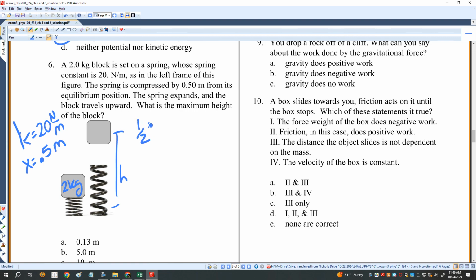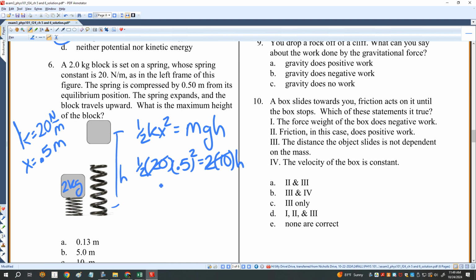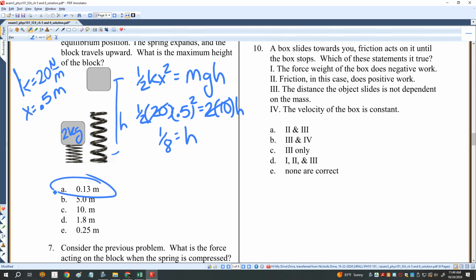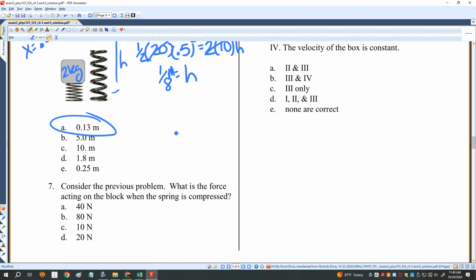So here I'm setting my elastic potential energy, 1/2 kx squared, equal to, not kinetic energy, but gravitational potential energy, mgh. So I'm solving this for h. I'm going to put some numbers in. 1/2 of 20 times 0.5 squared equals 2 times 10 times h. This 20 cancels with that 20. Half of a quarter is 1/8. That's equal to h, and that's equal to 0.13 meters. So it goes up about 13 centimeters.